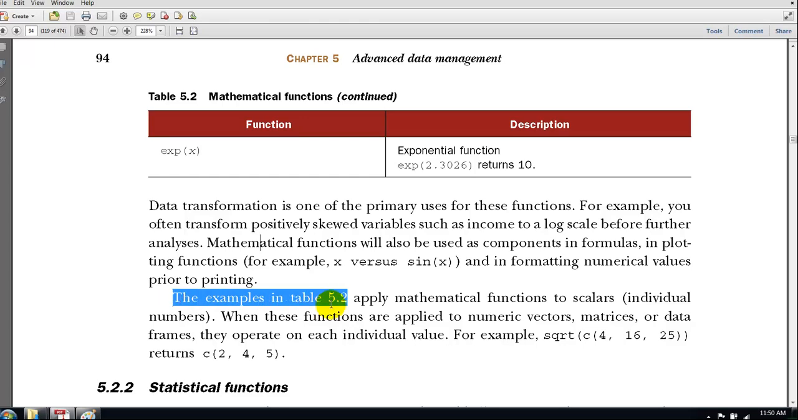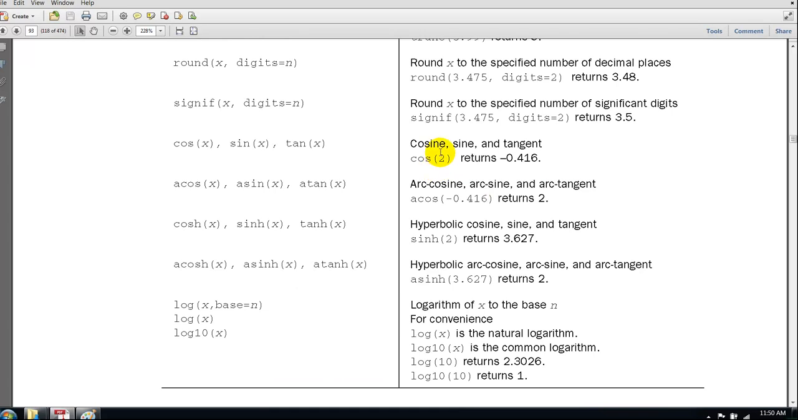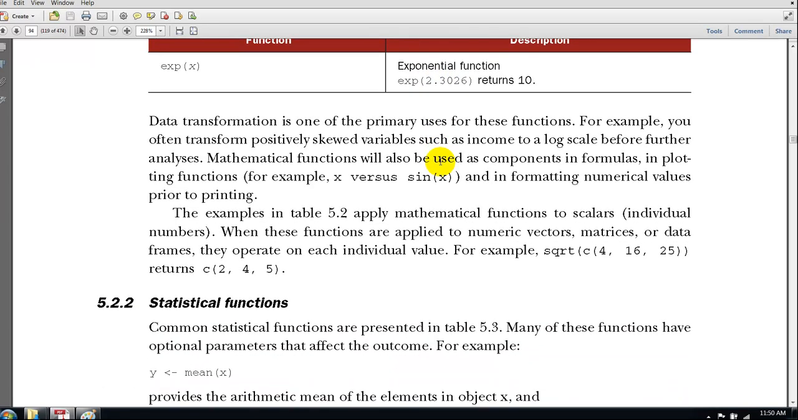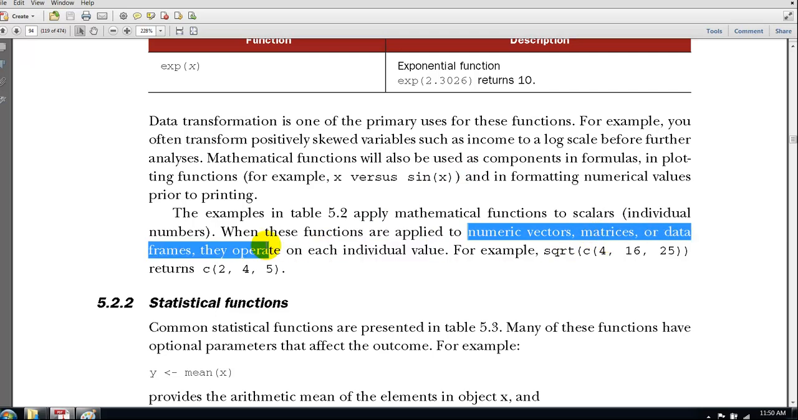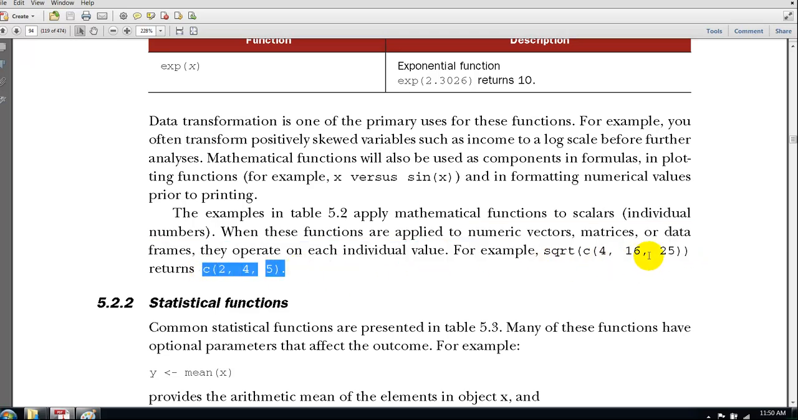And one more thing he says is the examples in this table above apply mathematical functions to scalars. So all the examples he gave here, we said the cosine of 2. This wasn't a vector, right? This was just a single number. When the functions are applied to numeric vectors, or even matrices, or data frames, they operate on each individual value. For example, the square root of this gives you this, right? The square roots of 4, 16, and 25 are 2, 4, and 5, respectively. Okay, next we'll do statistical functions.